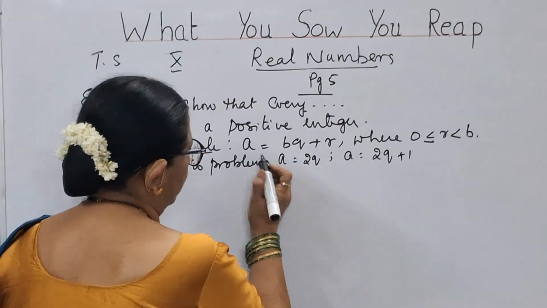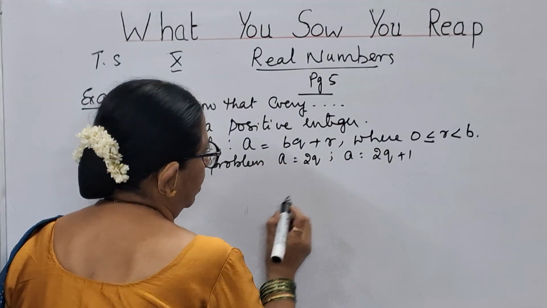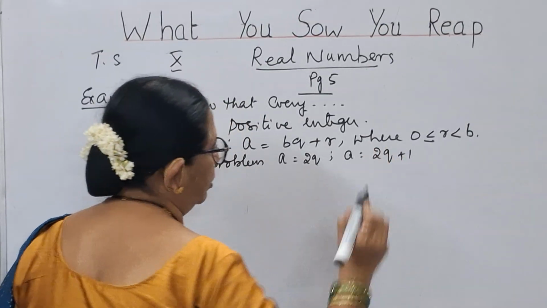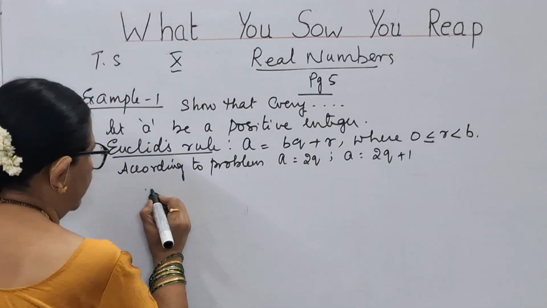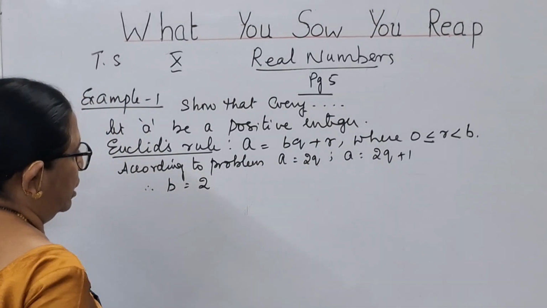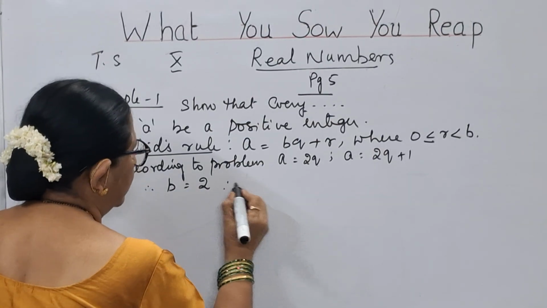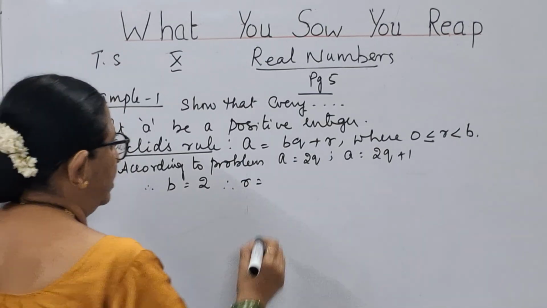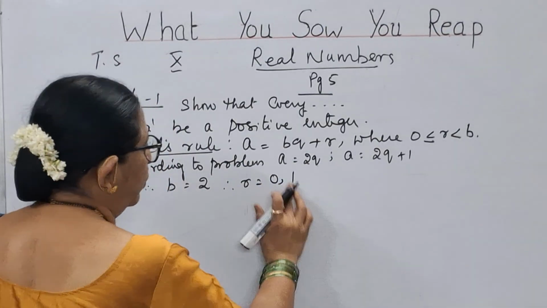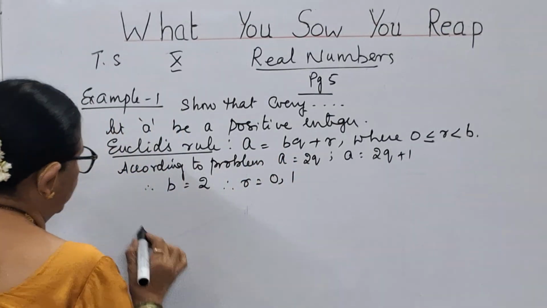That means, see children, Euclid's division rule is a is equal to bq plus r. Here you have a is equal to 2q or a is equal to 2q plus 1. So in this case, in the place of b, you have 2. When b is 2, what will r be? r will be either equal to 0 or less than b, so it will be 0 and 1 only. With b equal to 2, r is equal to 0 and 1.